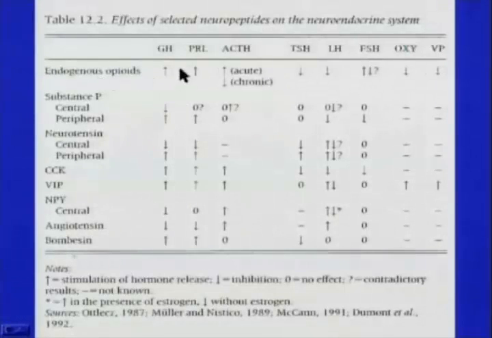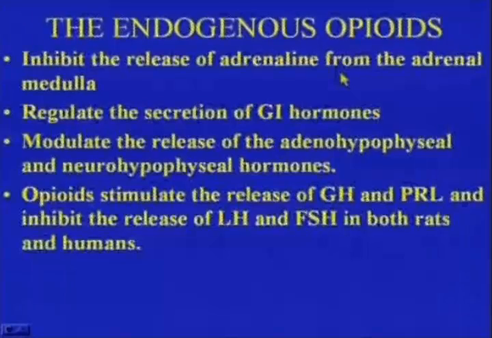We are now going to continue with the consideration of the endogenous opioids affecting the hypothalamic-pituitary gonadal axis. So they inhibit the release of adrenaline from the adrenal medulla. We'll look at a few more effects first before we focus on that. They regulate the secretion of GI hormones, modulate the release of adenohypophyseal and neurohypophyseal hormones, as we mentioned in the previous table. The opioids stimulate the release of growth hormone and prolactin and inhibit the release of LH and FSH in both rats and humans. So this is where we want to go with this.